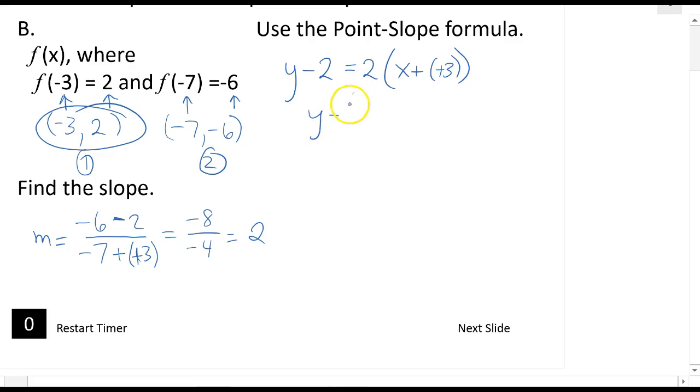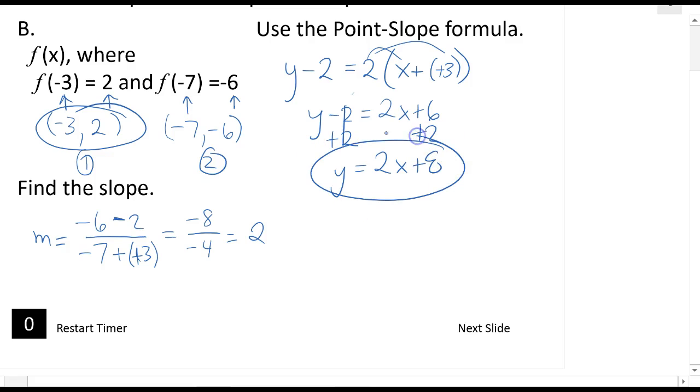Y minus 2. So let's go ahead and distribute this 2. So 2x, and then 2 times 3, positive 6. And then I have to add 2 to both sides. Y equals 2x plus 8. And there's my equation.